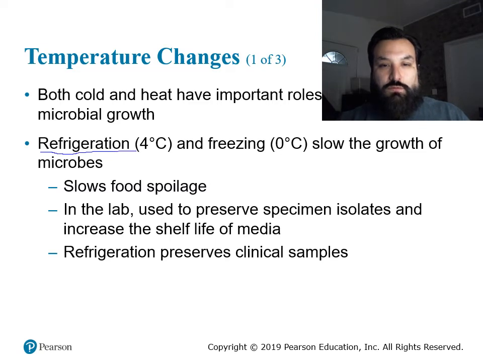All right, so what do we talk about when we talk about temperature changes? Refrigeration and freezing actually slow the growth of microbes, right? So what that does, if we're talking about food, is it actually slows the spoilage of food. And that's what refrigeration does. Freezing does the same thing, right?